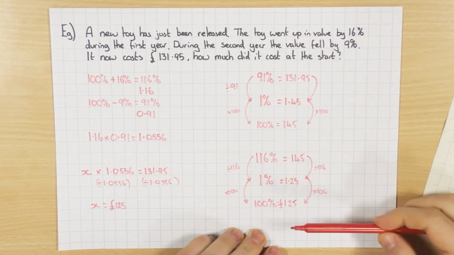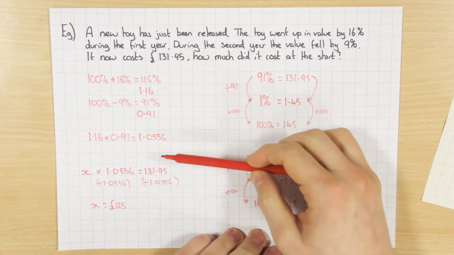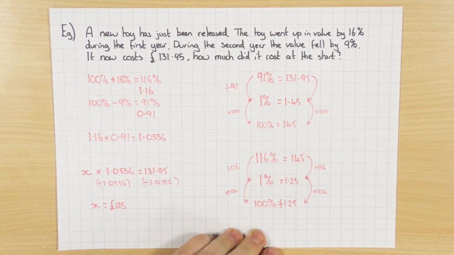This one, just working your way backwards. This one, working out the overall multiplier and then putting it into your equation again. So hopefully that helps with reverse percentages, guys.